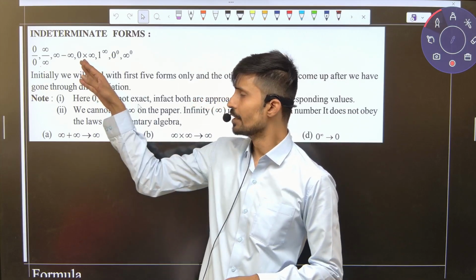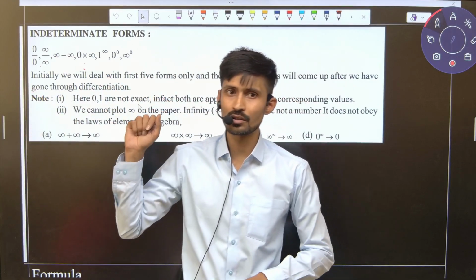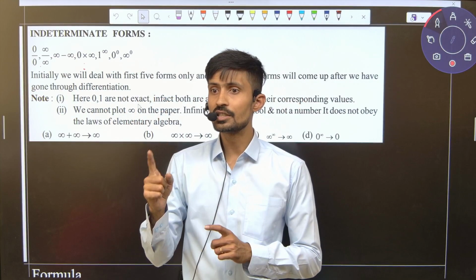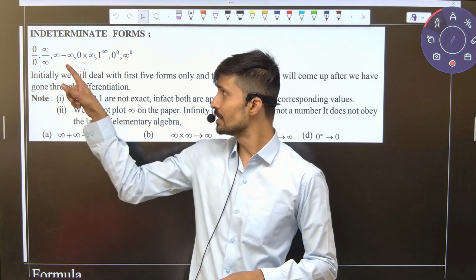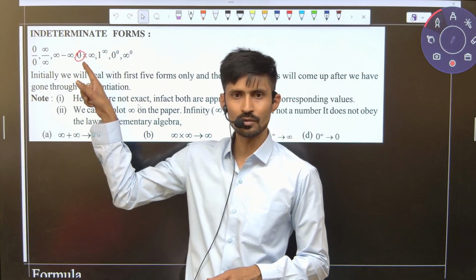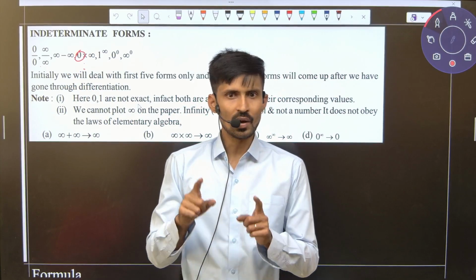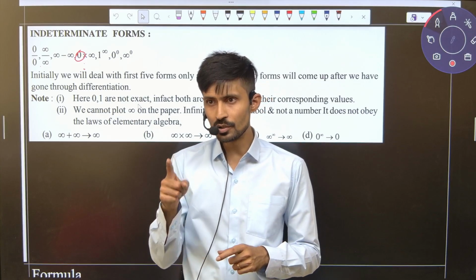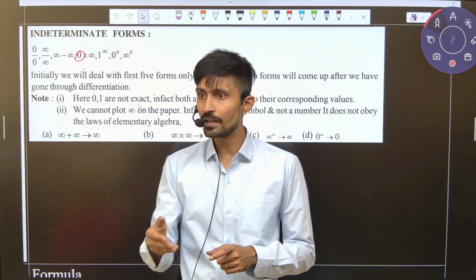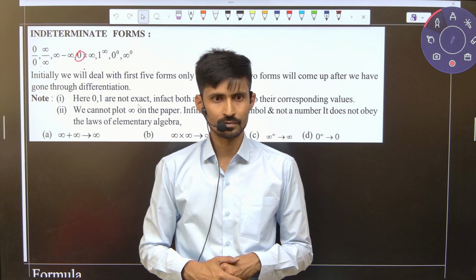Infinity minus 0 into infinity, again we can solve. But 0 into infinity is not exact 0. That is 0 plus into infinity. If this 0 is exact 0, then 0 into anything will be 0. So exact 0 into infinity will be exact 0. But 0 plus into infinity, maybe that number will be 2, 3, 4, 5. Anything can come.